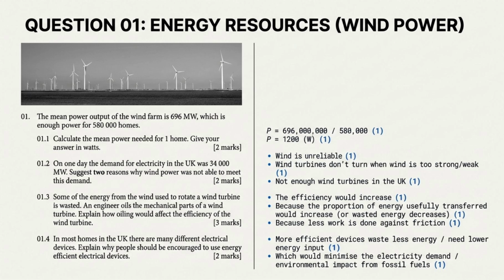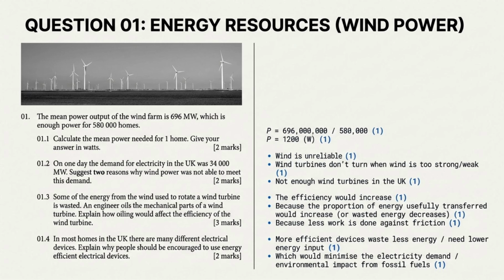Okay, moving down to 01.2. They give us a scenario where on one specific day, the UK electricity demand was 34,000 megawatts. But wind power couldn't meet this demand, and we need to suggest two reasons why. The mark scheme is really looking for the practical realities of wind energy here. The first big one is just reliability. Wind is unreliable. Can you just write it wasn't windy enough?